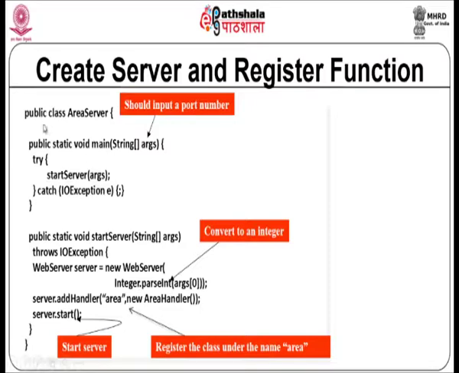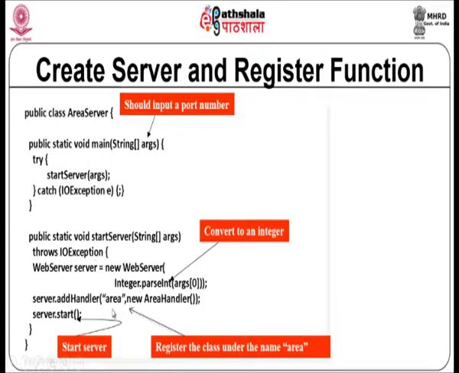So, we define a class called AreaServer, and from the main method we are going to call a method called startServer. The startServer takes one parameter, which is the port number, and we give it on the command line. When you execute the server program, on the command line we give the port number where the server would be running. So, we define a method called startServer and pass the port number.